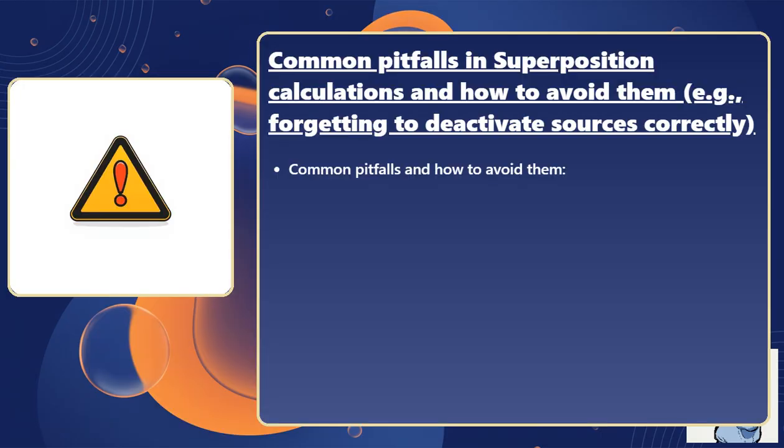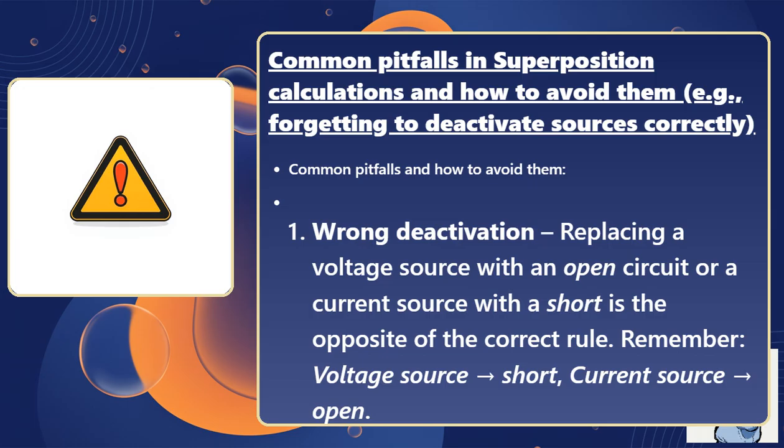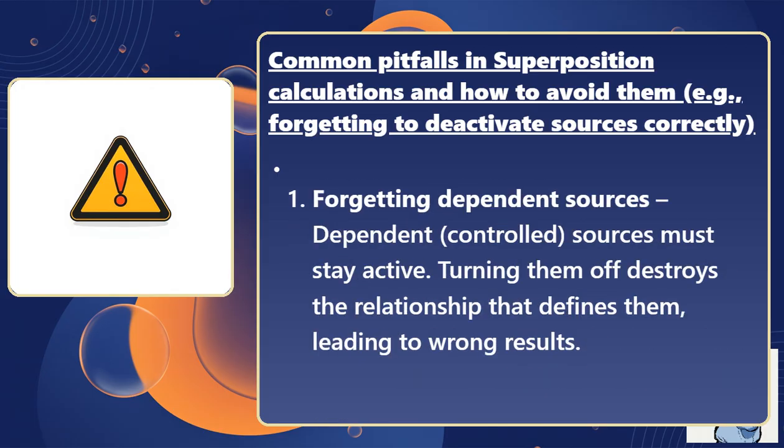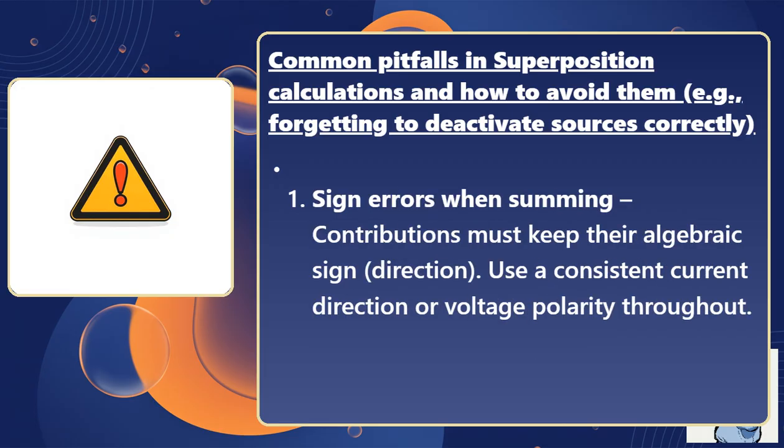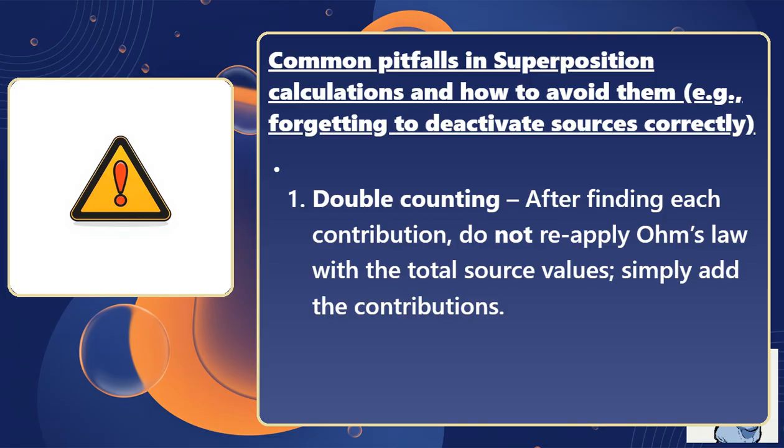Common pitfalls and how to avoid them. 1. Wrong deactivation. Replacing a voltage source with an open circuit or a current source with a short is the opposite of the correct rule. Remember, voltage source leads to short, current source leads to open. 2. Forgetting dependent sources. Dependent controlled sources must stay active. Turning them off destroys the relationship that defines them, leading to wrong results. 3. Sign errors. When summing contributions, you must keep their algebraic sign. Use a consistent current direction or voltage polarity throughout. 4. Double counting.